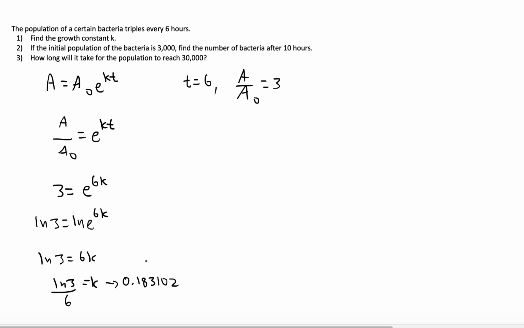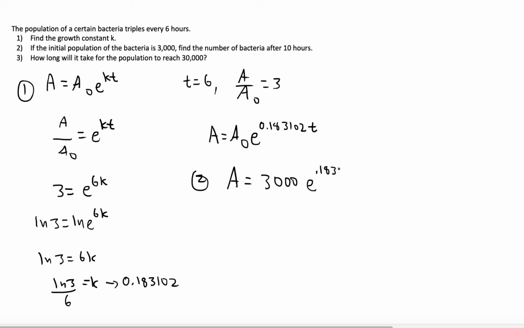So we know that our model then is A equals A naught e to the 0.183102 times t. Now, if you look at the second question, it says if the initial population is 3,000, find the number of bacteria after 10 hours. So to answer the second question, we need to find a population. If the initial population is 3,000, we want to find 3,000 e to the 0.183102 times t, but what does it say about the time? It says 10 hours later. So we're going to multiply this here by 10.